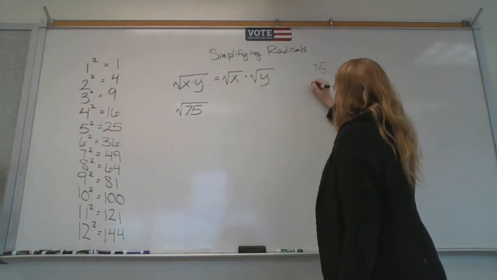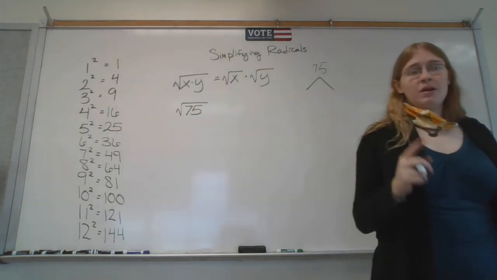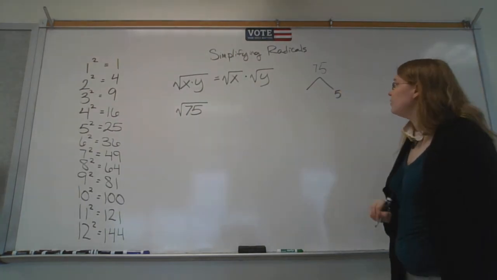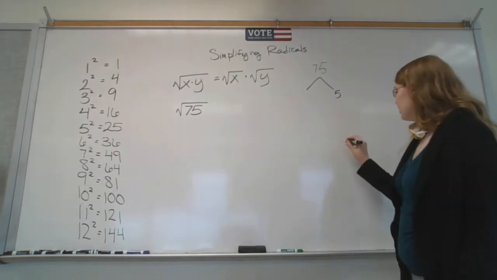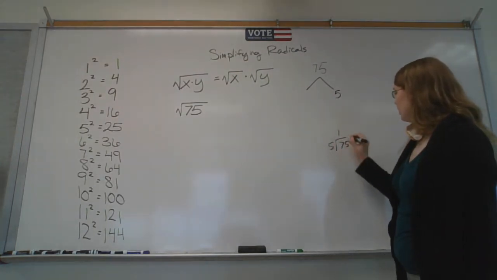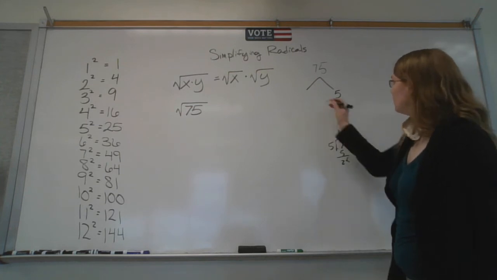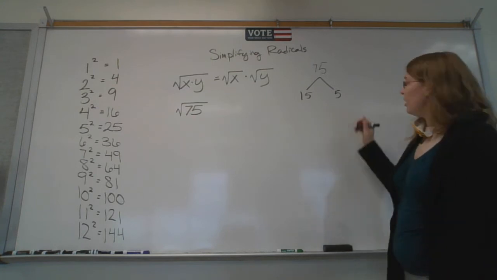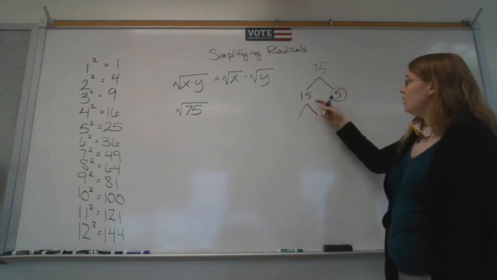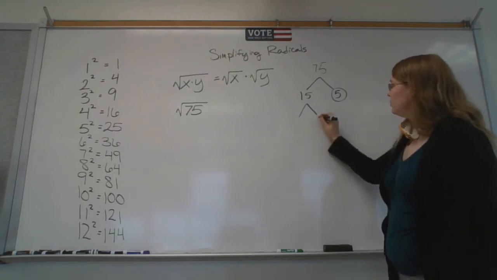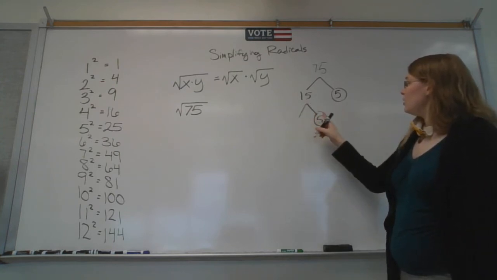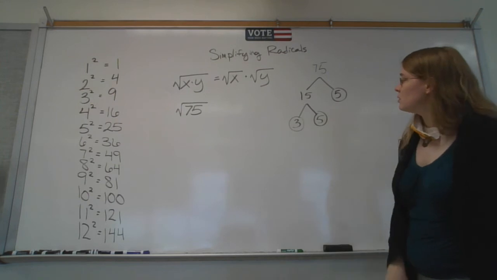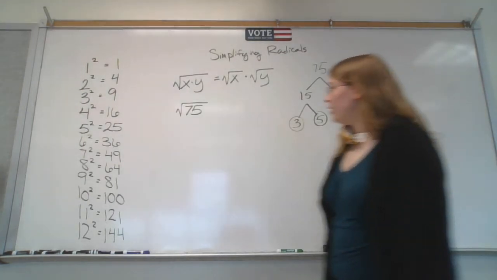So let's factor it. Now it's not even, but it does end in 5. And I know that anything that ends in 5 is divisible by 5. So I've got to figure out what 75 divided by 5 is. Don't even know that off the top of my head. 15. Now 5 is a prime number, so I'll circle that. 15 also ends in 5, and it is 5 times 3. 3 is also a prime number, so boom. All right.